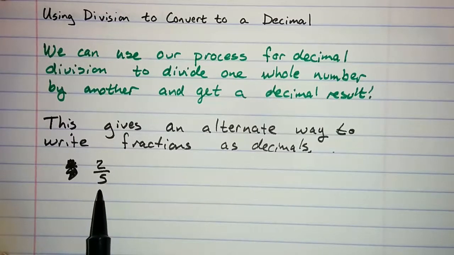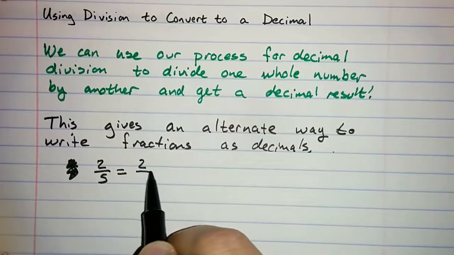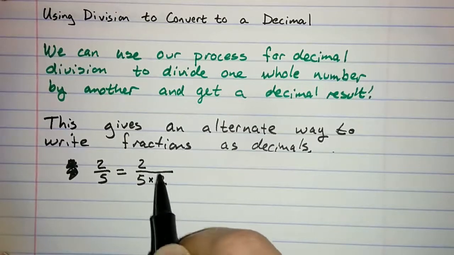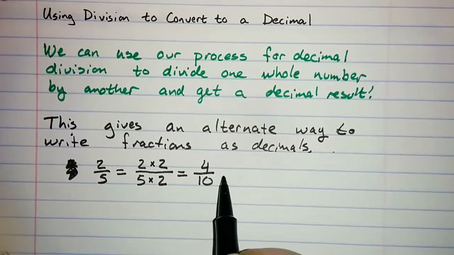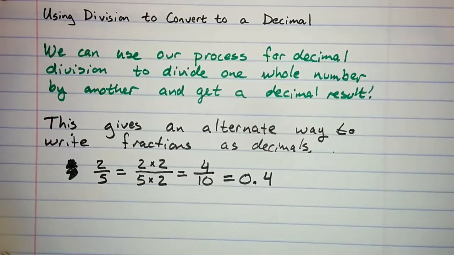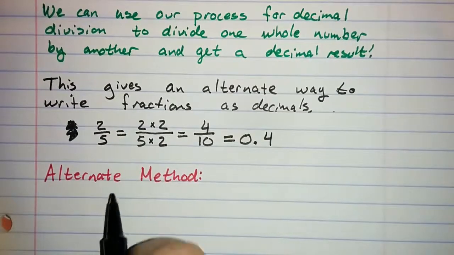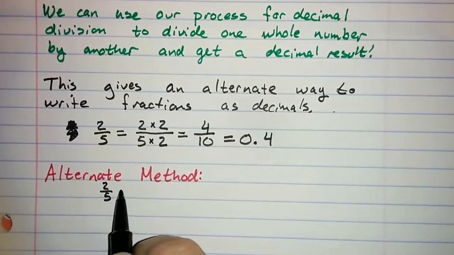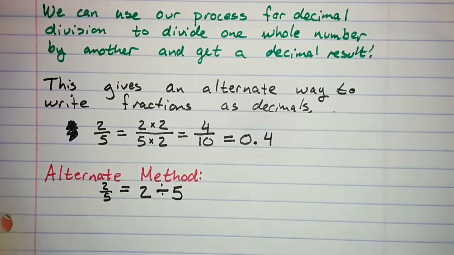Noting that 5 has more 5s as prime factors than it does 2s, one way to rewrite this in decimal notation is to multiply the numerator and denominator both by 2. We'll get 4/10. Since this is a decimal fraction, we can write that as 0.4. How else could we have found that? We could also have found that by understanding 2/5 to mean 2 divided by 5.